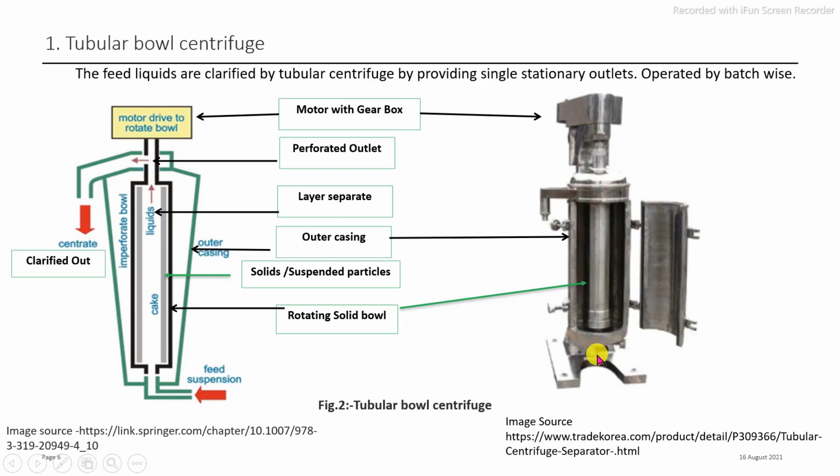The feed pipe is provided at the bottom, whatever the liquid feed, that is fed from the bottom, and then passes through the central rotating bowl into the discharge line. This is the outer casing. The solid suspended particles are deposited inside of that rotating bowl, resulting in the formation of a cake, if the tubular bowl centrifuge is used for the clarification process. These are the main parts of the tubular bowl centrifuge.